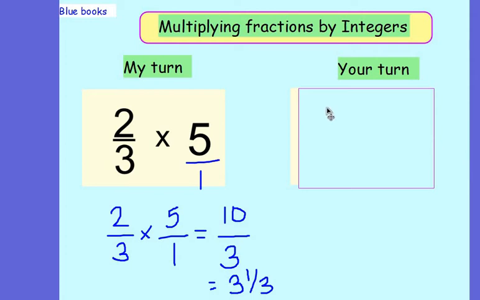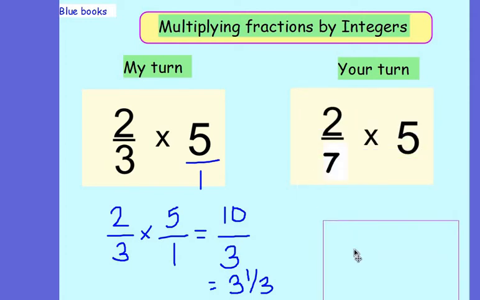Over to you, Year 7. In your dark blue books, have a go at this example for me. Pause the video and have a go at that now, please.